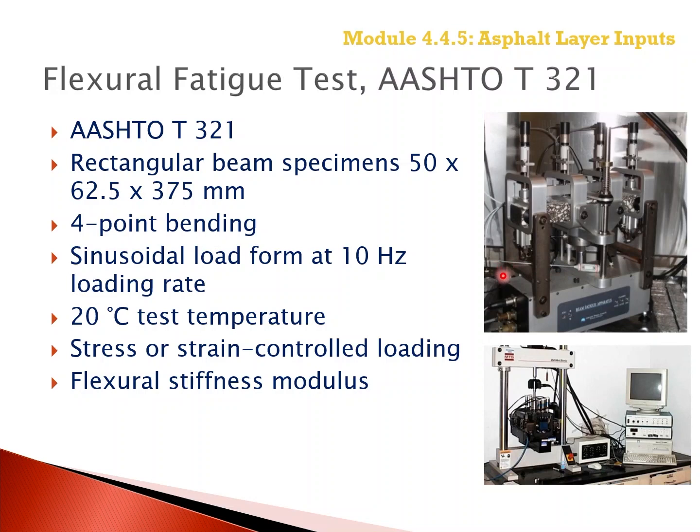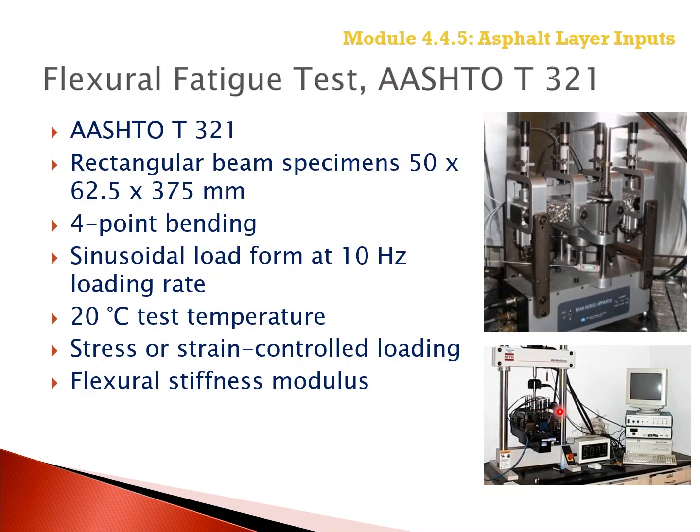A small closed-loop servo hydraulic (top one) or servo pneumatic (bottom) test machine is used with highly specialized 4-point loading fatigue fixtures that are very expensive to manufacture. These test specimens are 15 millimeter thick by 63.5 millimeter wide and 375 millimeter long rectangular beam-shaped specimens compacted using either kneading, vibratory, linear, or rolling wheel compactors.